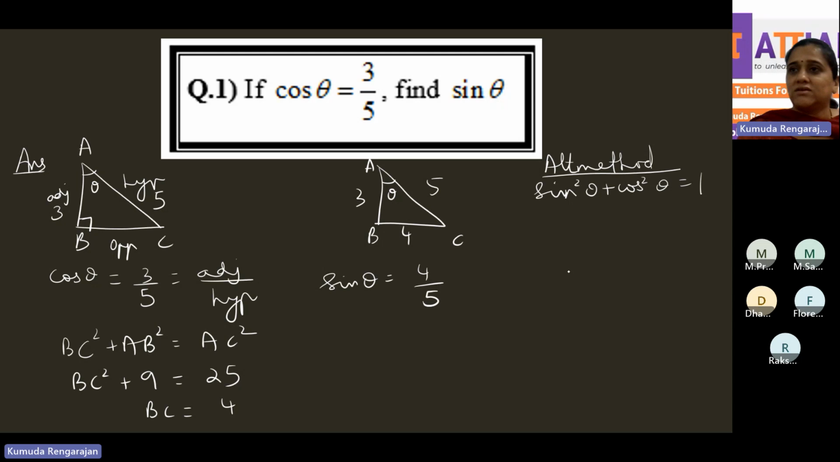You can also do this. Correct? So this one you completed. This alternate method, you try it yourself. Online students? Got the first one? Yes, ma'am.